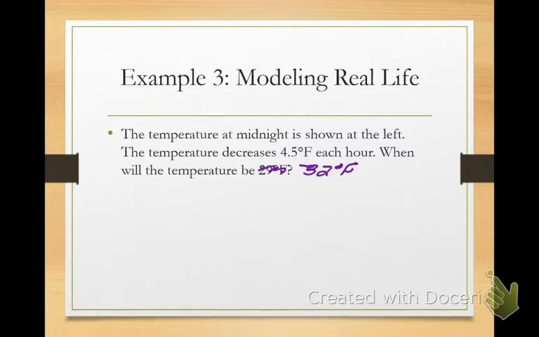So it has changed 24 degrees. In which direction? It went from 56 to 32. So did it go up or down? Down. It went down, okay? So my change is negative 24 degrees. That's how much it's changed.